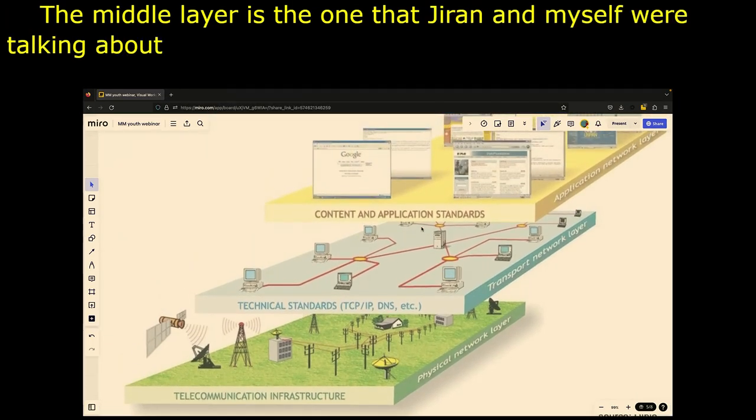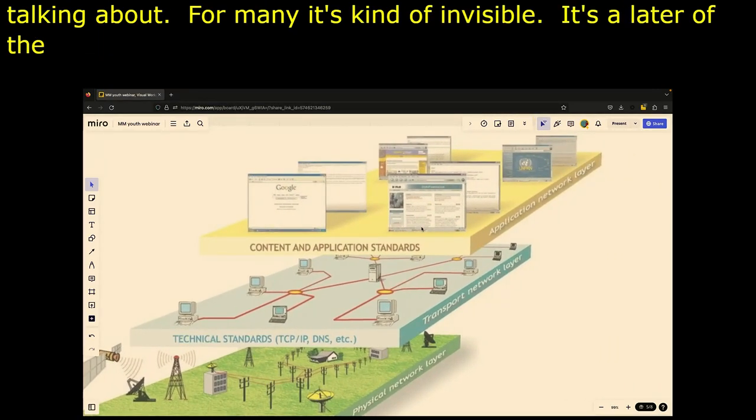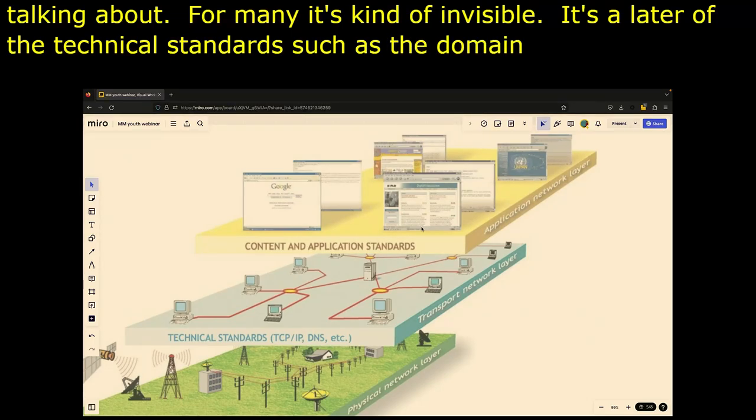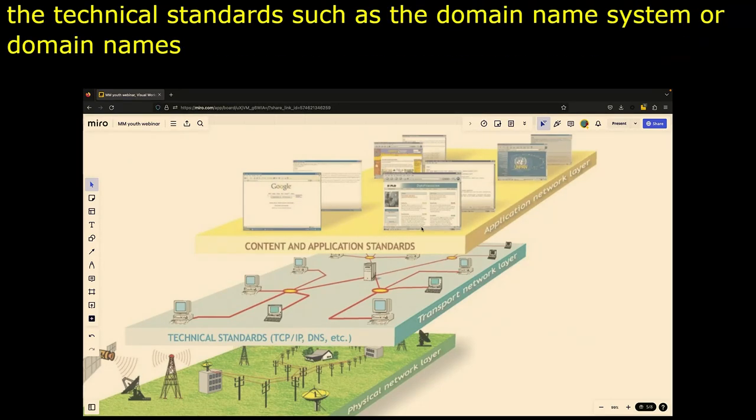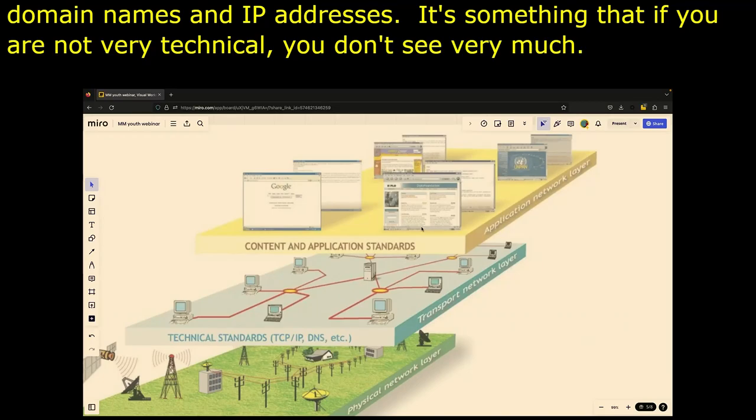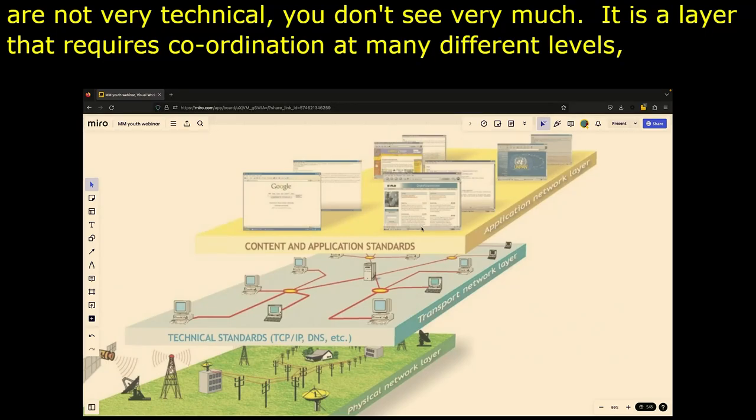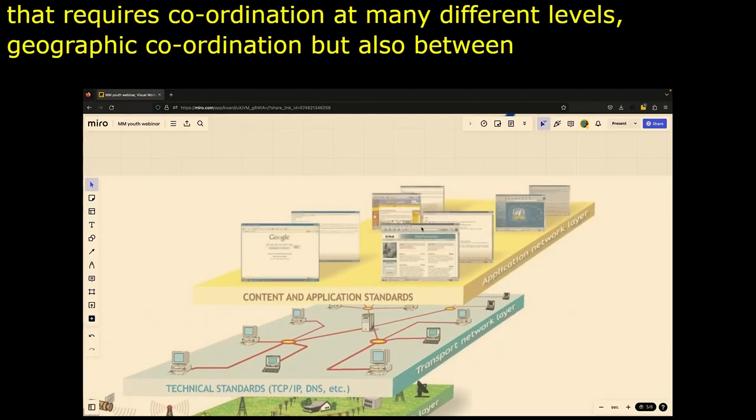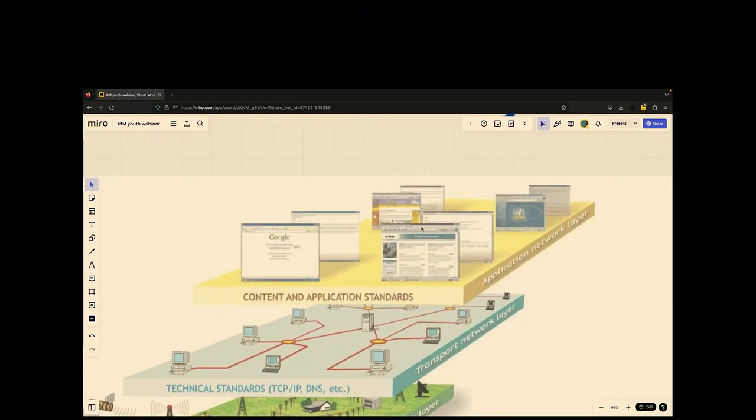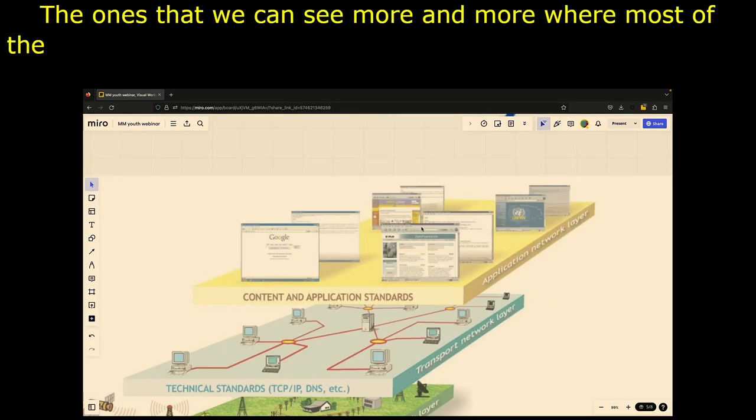It's a layer of the technical standards, such as the domain name system, or domain names and the IP addresses. It's something that if you are not very technical, you don't see very much. And it is a layer that requires coordination at many different levels, geographic coordination, but also between different services.